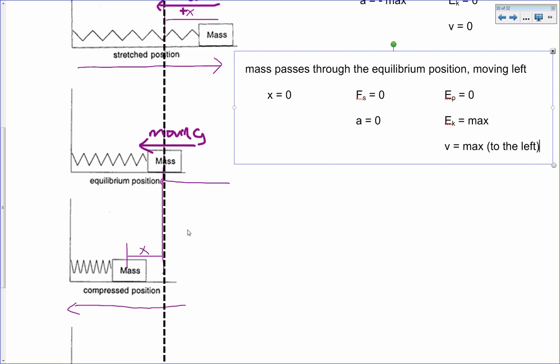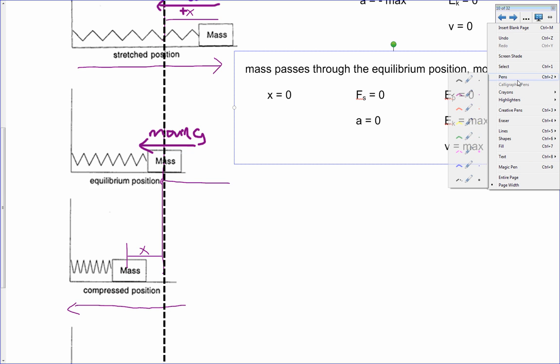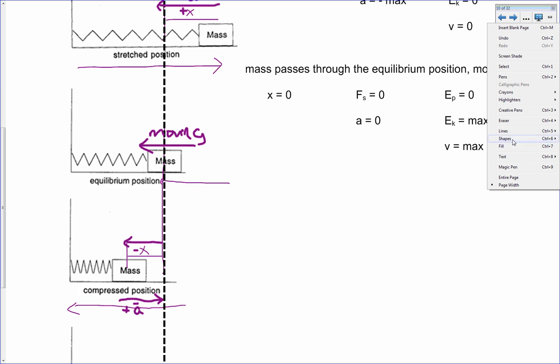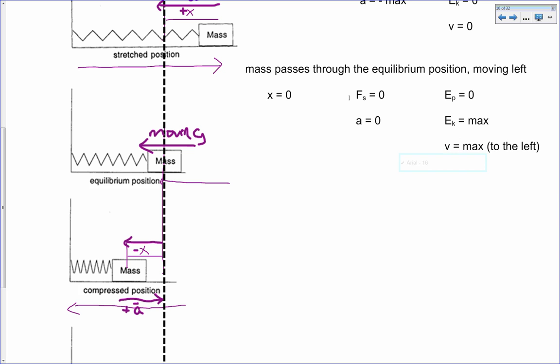After it's passed through its equilibrium position, it keeps going on its way left to its compressed position. Now it has a displacement to the left, which means its displacement is negative, and when you let it go, it's going to accelerate to the right. It has a positive acceleration to the right as soon as it starts to move back the other way. So that changes this information from what it was up in its stretched position.